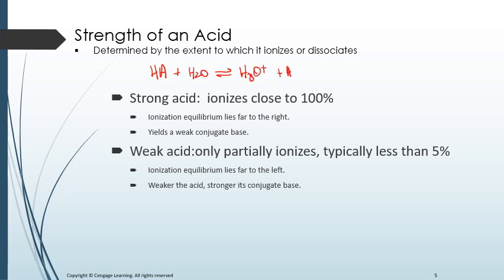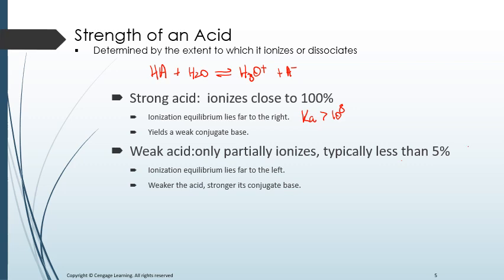ion, and A minus. When we look at a strong acid, that is going to be one that will ionize close to 100%. So the ionization equilibrium will lie very far to the right, which means it's a very product-favored system. So in this sense, the Ka value for the equilibrium typically is greater than 10 to the 8th power. So you're going to form a very weak conjugate base from that strong acid.